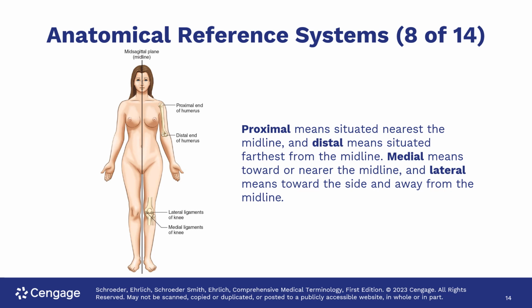And this is how it looks on the anatomical body. Proximal, closest to you. Distal is distant. Medial is in the middle, and lateral is towards the outside.